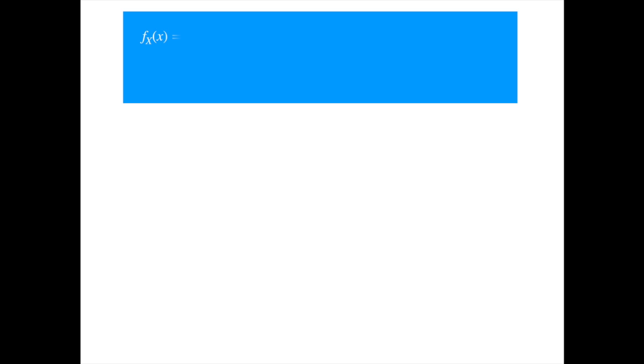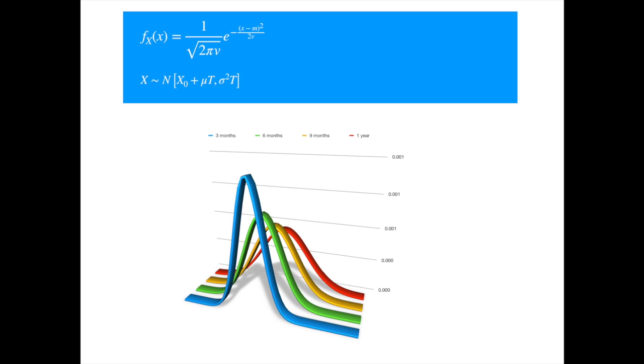Notice the probability distribution is a function of both t and x, but to highlight the key points, instead of creating the whole 3D surface, we will just plot its density at discrete points in time: 3 months, 6 months, 9 months, and 1 year. Here are the distributions. As you can see, the distribution drifts to the right as the horizon increases. This is because the drift is positive, so we would expect the process to drift upwards over time.